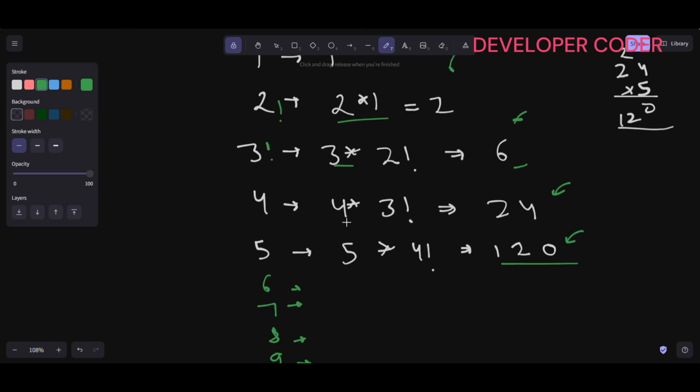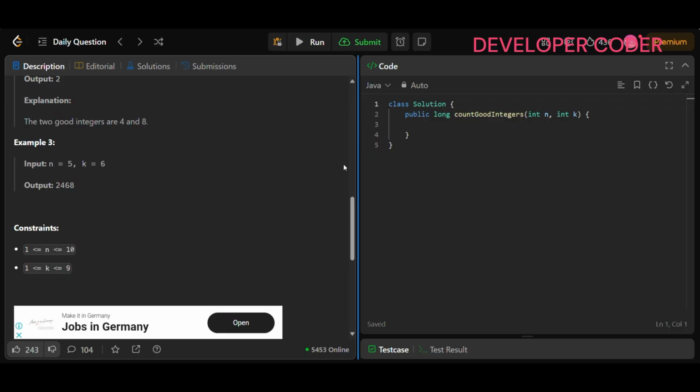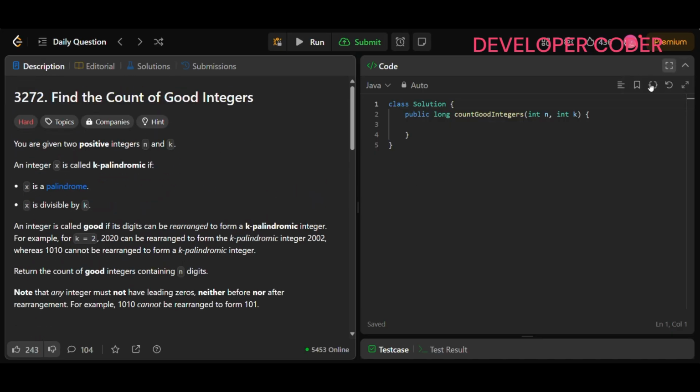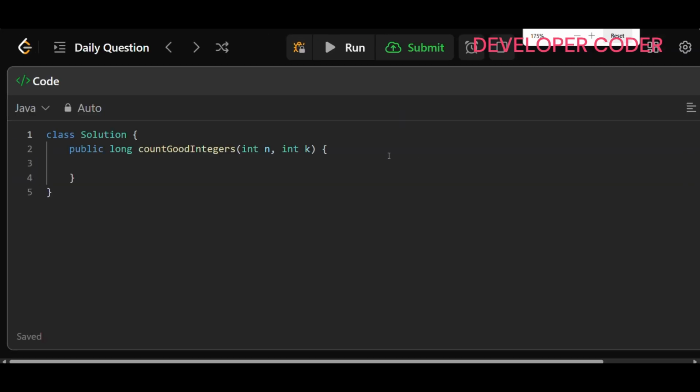And you already know how we calculate the factorial, right? So 4 factorial is nothing but 4 into 3 factorial, the previous factorial. 3 factorial is 3 into 2 factorial, 2 factorial is 2 into 1 factorial, 5 factorial is 5 into the previous 4 factorial. So I will calculate all these values previously, in the starting itself. Now let's move to the coding part, and I will explain all the code as well. I will make this problem easy for you.